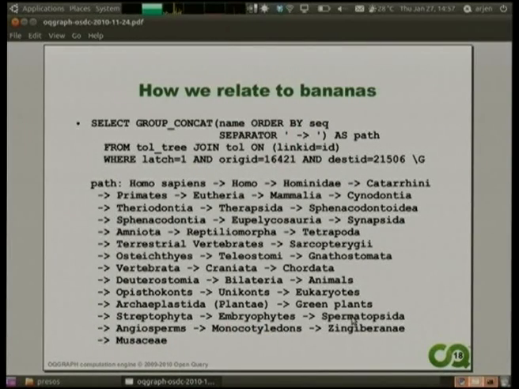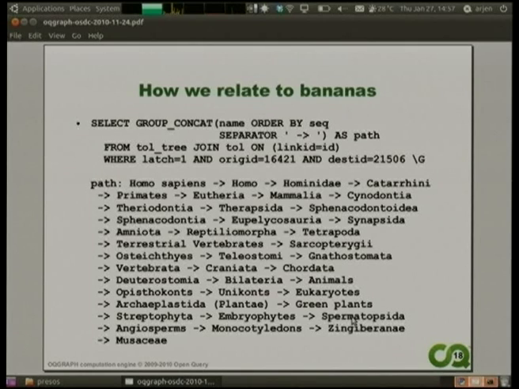So it's a path from the root entry down the tree. You could do this via other programmatic means or other structures. This is all still doable. After all, it's a tree. But we're going to do more funky stuff. That takes a little bit more effort. You really, really want to know now how we relate to bananas.